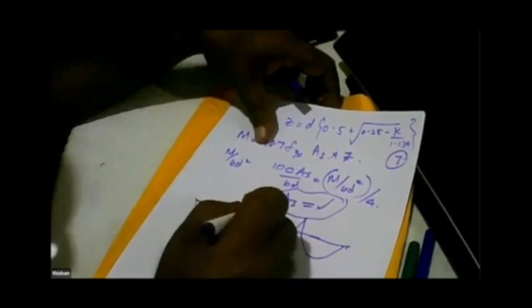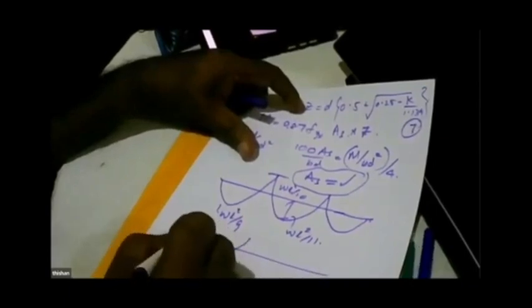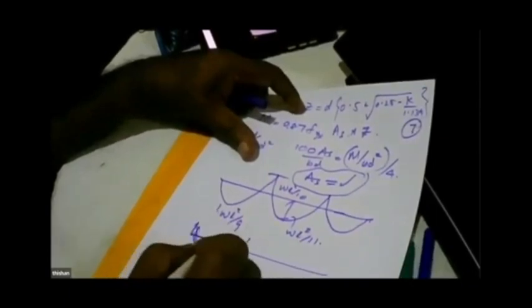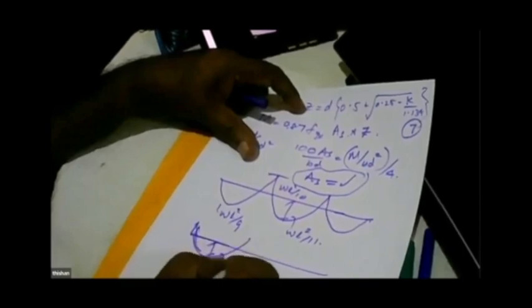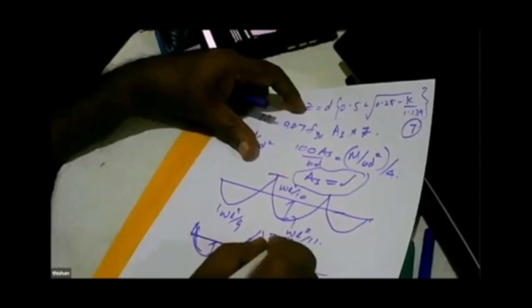How to find M? I'll use a value like wL squared over 10. I'll use a value like wL squared over 11 in the interior span. I'll use a value like wL squared over 9 when it is simply supported at one end. But no structure is simply supported like this. So even in this span, I'm going to get some fixity here. So I'll use wL squared over 10 here, and here also wL squared over 10. So I don't waste time finding the moment.